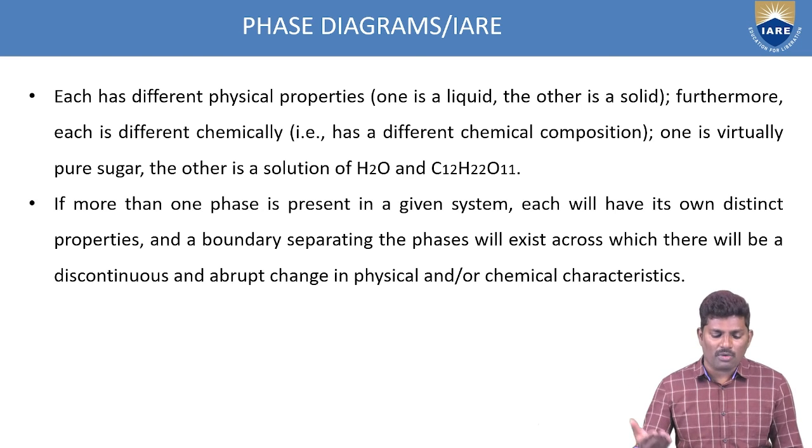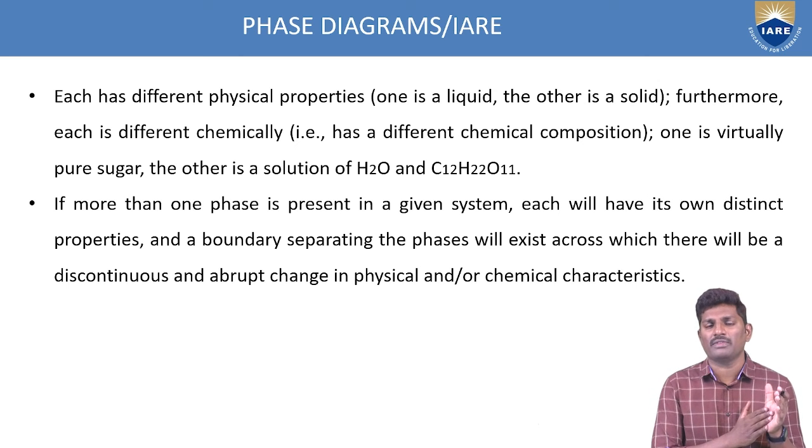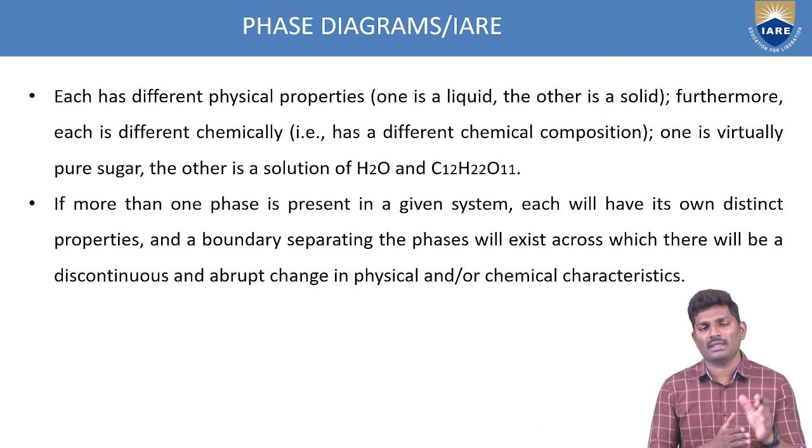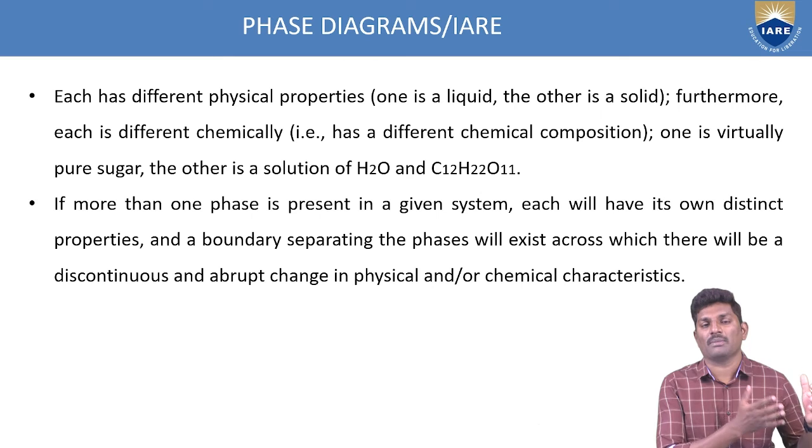So if more than one phase is present in a given system, each will have its own properties. Is it not? If the system has one phase, it has its own properties. Now this system is in the form of a sugar solution. It has a single phase, so it has its own properties. Now the same, after crossing the solubility limit, has two phases. One is liquid, another is solid, which settles down at the bottom. So it has its own properties. That's why each phase will have its own physical or chemical properties.